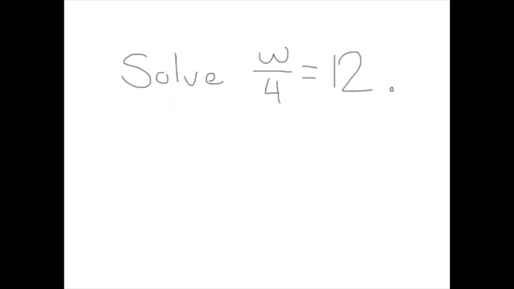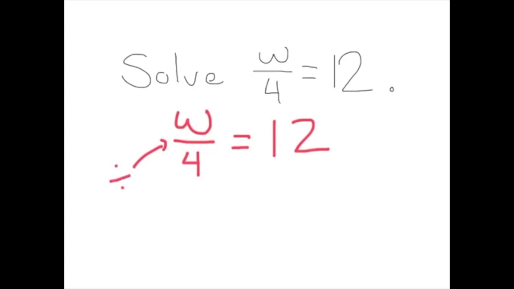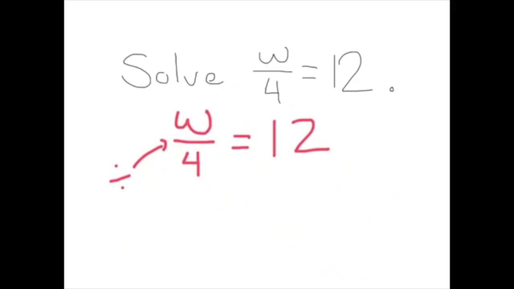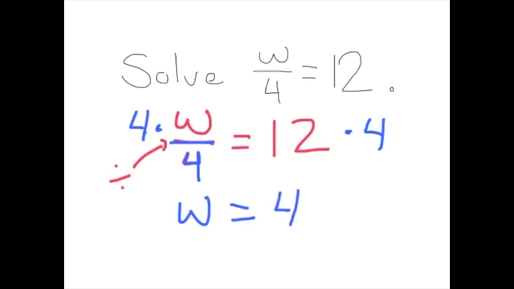Solve w over 4 equals 12. This time it's not a multiplication problem. It is a division problem. W divided by 4. What is the opposite of dividing? So that means multiplication is the opposite of division. Yes. So we want to multiply both sides by 4. 4 divided by 4 makes 1, so we've got 1 w left on the left side, and on the right side we have 12 times 4, that makes 48.